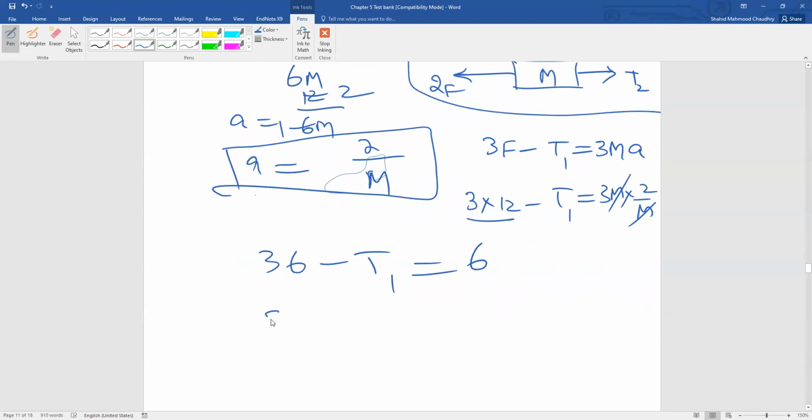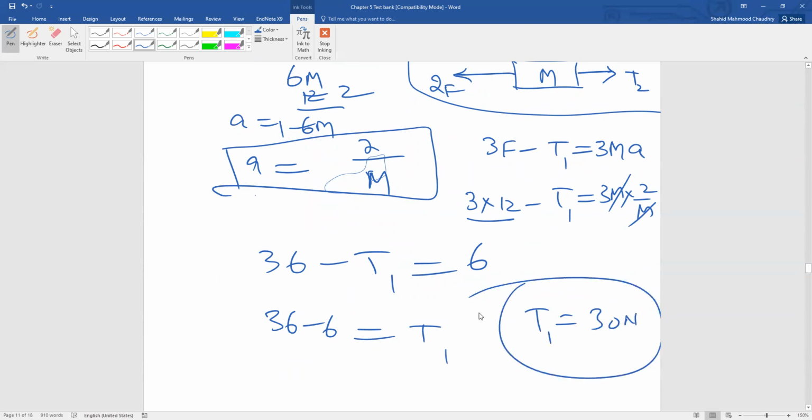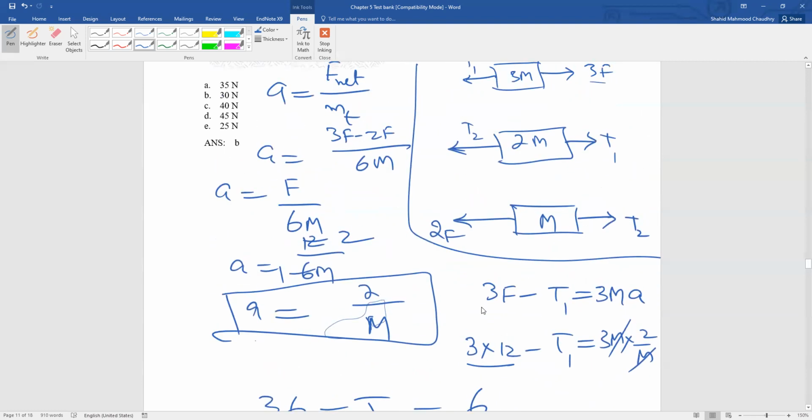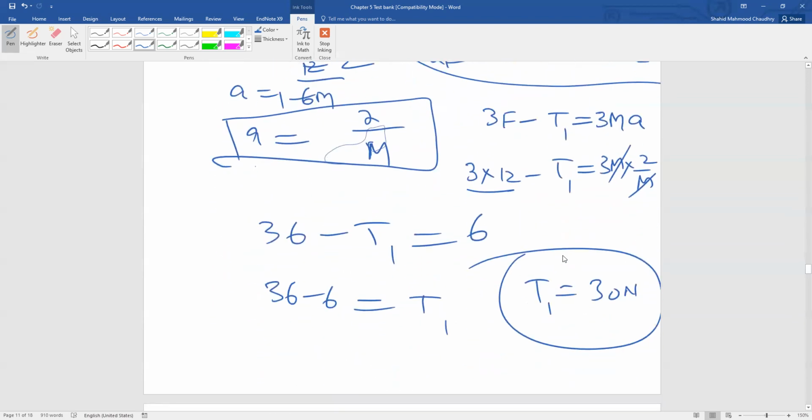So you can solve it. 36 minus 6 is equal to T1. So T1 will be 30 Newton. In this way you can solve this one. And also you can solve it for mass 2M and for mass M, because you already know all the equations very well.